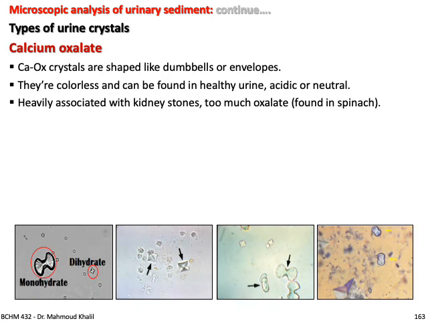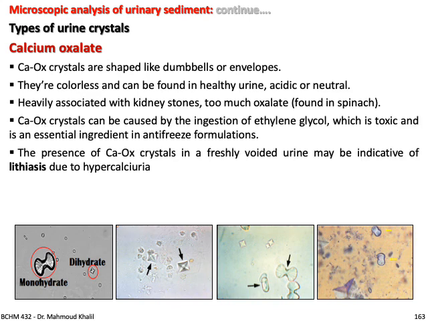Calcium oxalate, you can see different figures for the calcium oxalate crystals, shaped like dumbbells or envelopes, colorless and can be found in healthy urine, acidic or neutral, heavily associated with kidney stone, too much oxalate found in spinach. These crystals can be caused by the ingestion of ethylene glycol, which is toxic and is an essential ingredient in antifreeze formulation.